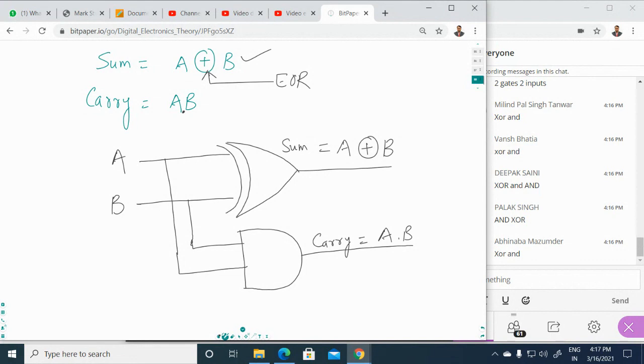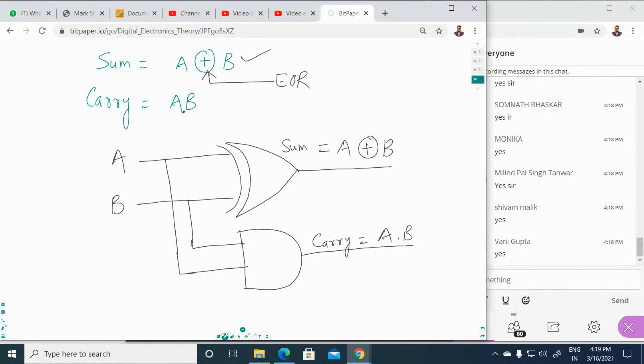So quickly give your response in chat. Are you able to understand how you can design a half adder and how you can design a circuit for a half adder? If you have any doubt, we can explain your doubt right now. There is no problem for this. Okay, it is very simple.